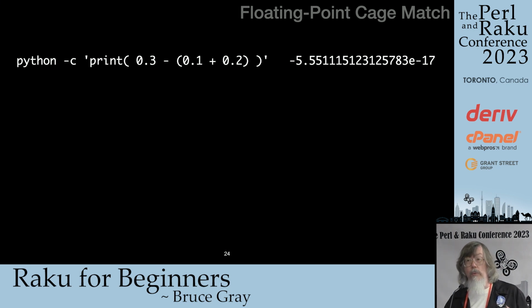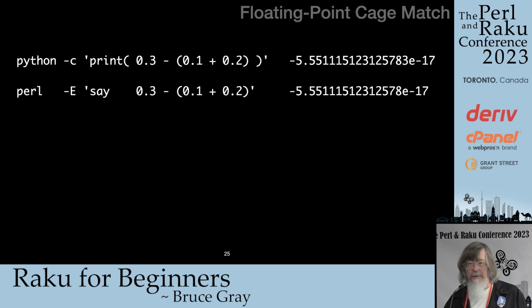Well, how about Perl? We love Perl. Same problem in Perl, same number in Perl. None of those three numbers, 0.1, 0.2, or 0.3, have an exact representation in floating point. They're all slightly off. So if you do math with them, the math result is all slightly off.